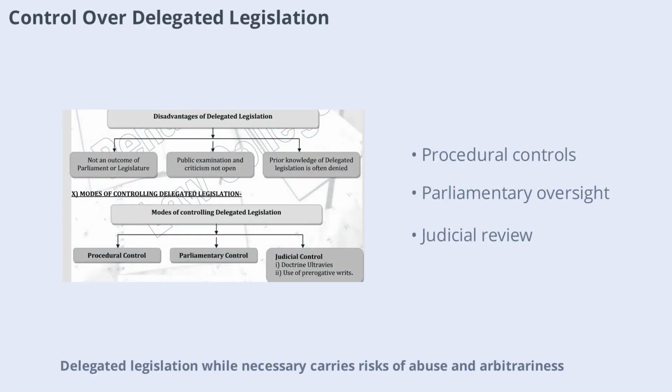Delegated legislation, while necessary, carries risks of abuse and arbitrariness. Therefore, several control mechanisms exist: procedural, parliamentary, and judicial. These controls ensure that delegated powers are exercised properly and within legal limits. Vigilant oversight by courts and legislatures is essential to maintain the balance between efficiency and accountability.